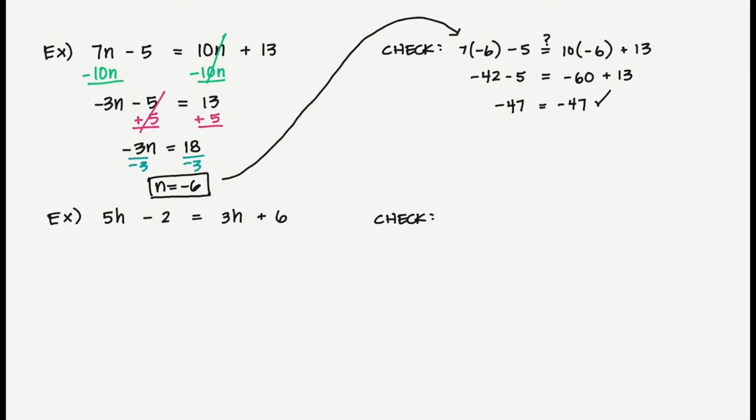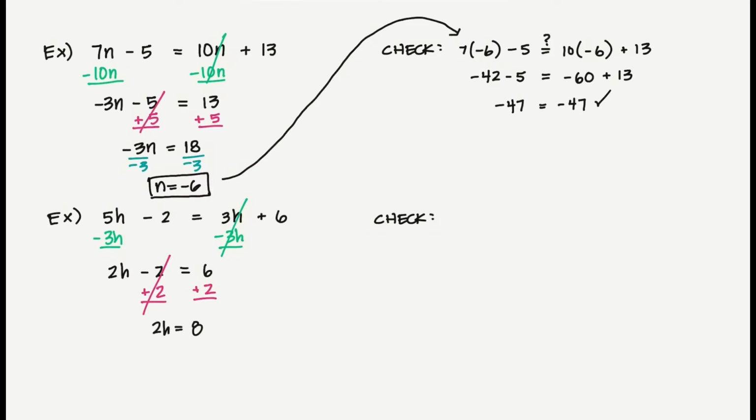So let's go ahead and do the same thought process. We're going to move the variable to the left. So 5h minus 3h leaves me with 2h's. Minus 2 is equal to 6. Now I can add 2 to both sides to get rid of my lonely number. And I have 2h left over is equal to 8.